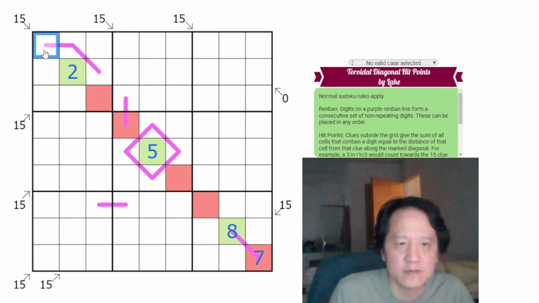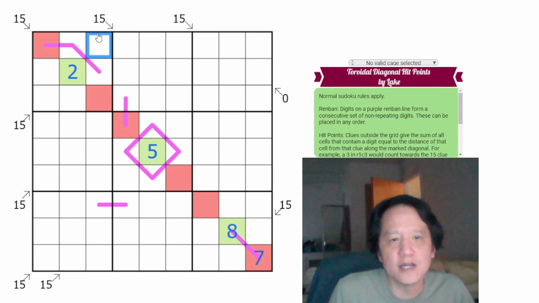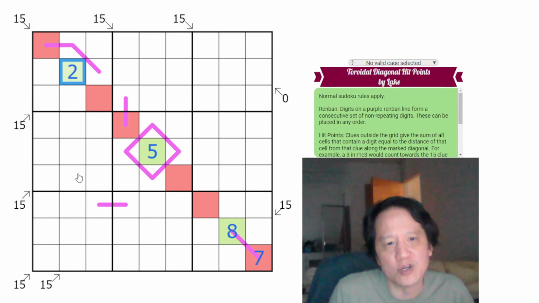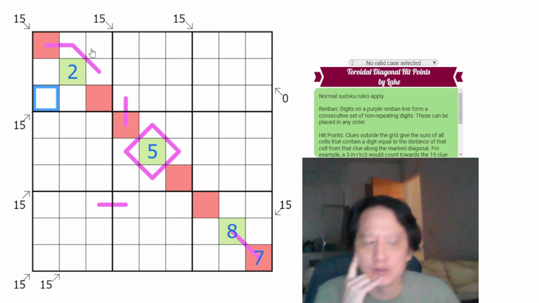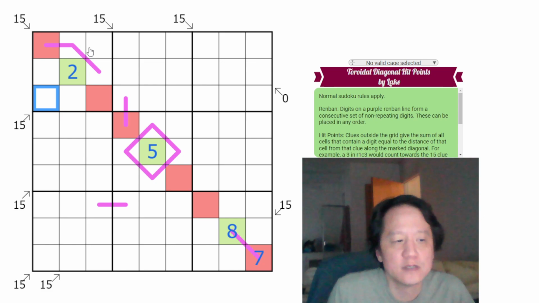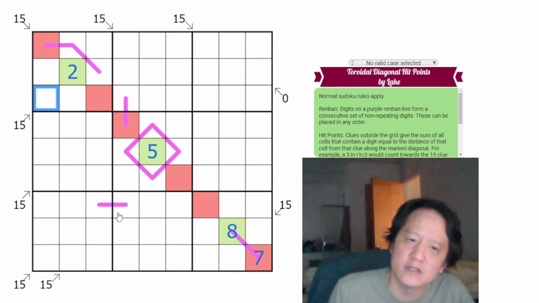Right? Hmm. This cannot be 1 and 3 because it has 2 already, right? And 2, 3, 9 adds up to 14. Oh wait, no, it could be 1. No, it has to be 3. It has to be 3 digits. Because we know that. I guess it doesn't have to be. It could be 4 digits, right? Huh. It could be 4 digits. Didn't think about that, but yeah.